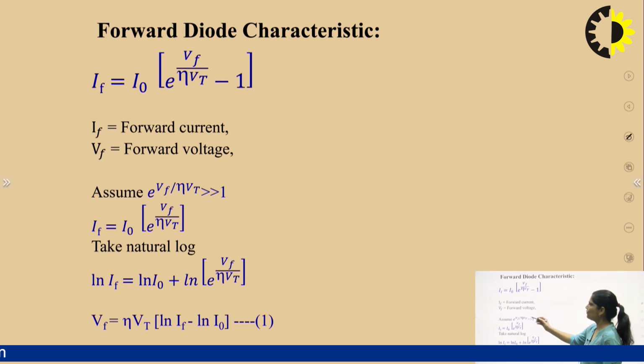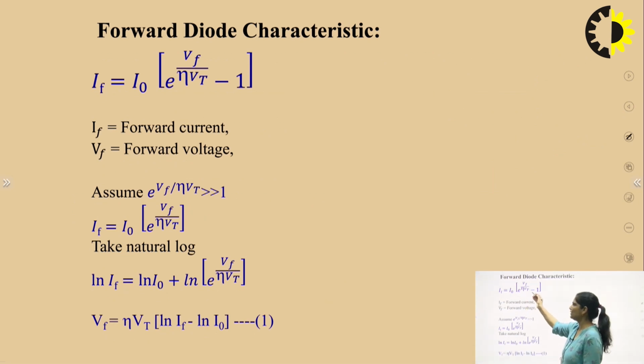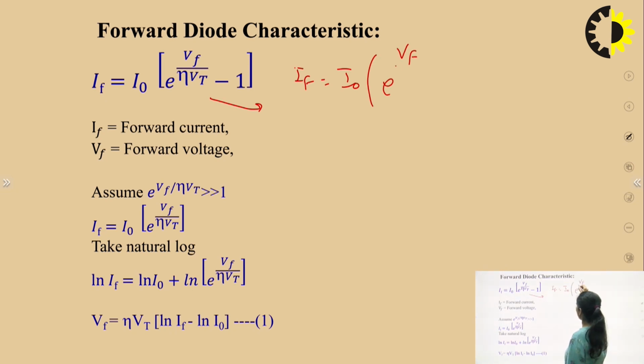So first you should know IF is equal to I0 e to the power Vf upon eta Vt minus 1. So this is the current equation of diode. Now IF represents forward current and Vf represents forward voltage. Here in this equation we are assuming e to the power Vf upon eta Vt is greater than 1. If it is greater than 1, then IF is equal to I0 e to the power Vf upon eta Vt.